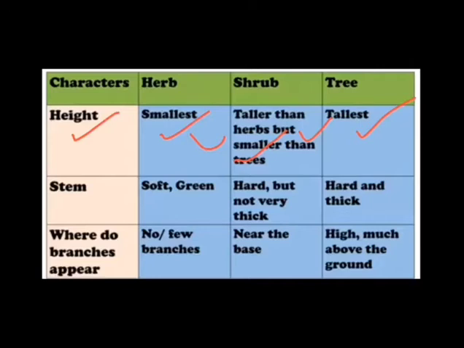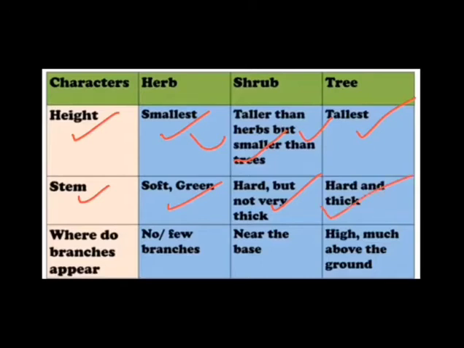Now the second character is the stem. The stem of the herbs is soft and green. The stem of the shrubs is hard but not very thick. The herbs have a thin stem, and the shrubs have a stem which is not very thick and not very thin, and the trees have a hard and thick stem, which is also known as the trunk.